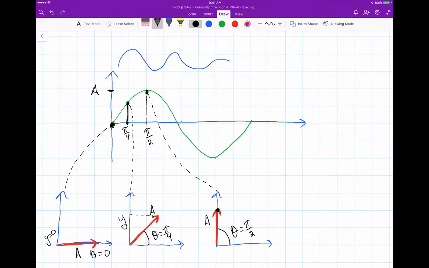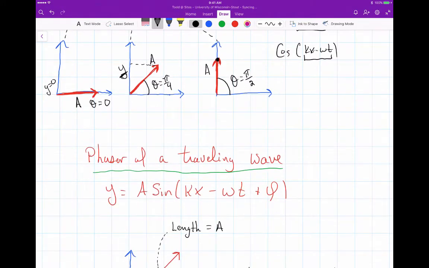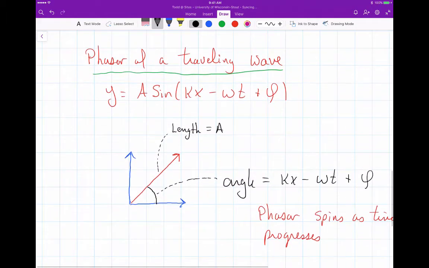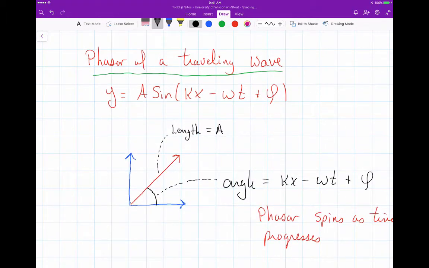Okay, so our field amplitude is always going to correspond to the y component, which means sines are fine, and you can just take the phase angle of a sine. So if you have sine of kx minus omega t, that then is the angle of your phasor. But if you have cosine of kx minus omega t, the angle of your phasor needs to have an additional pi over 2 term in it, which brings us to talking about the phasor of a traveling wave.